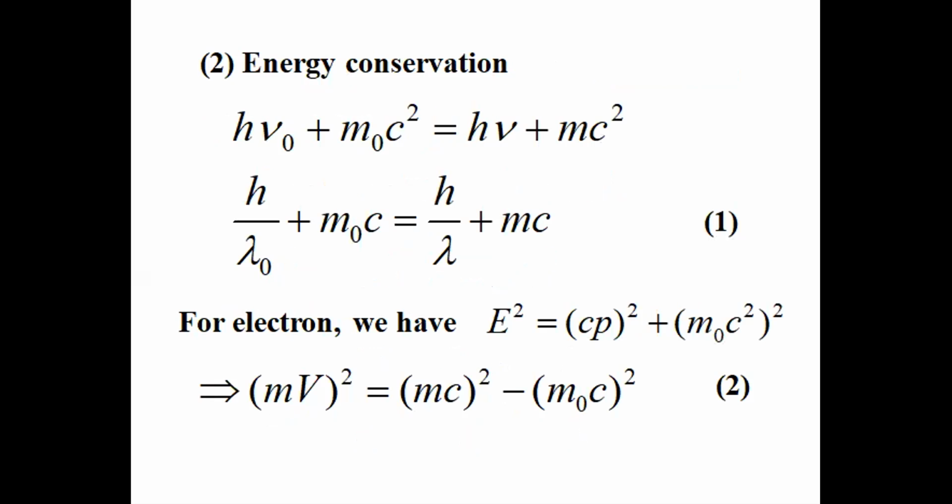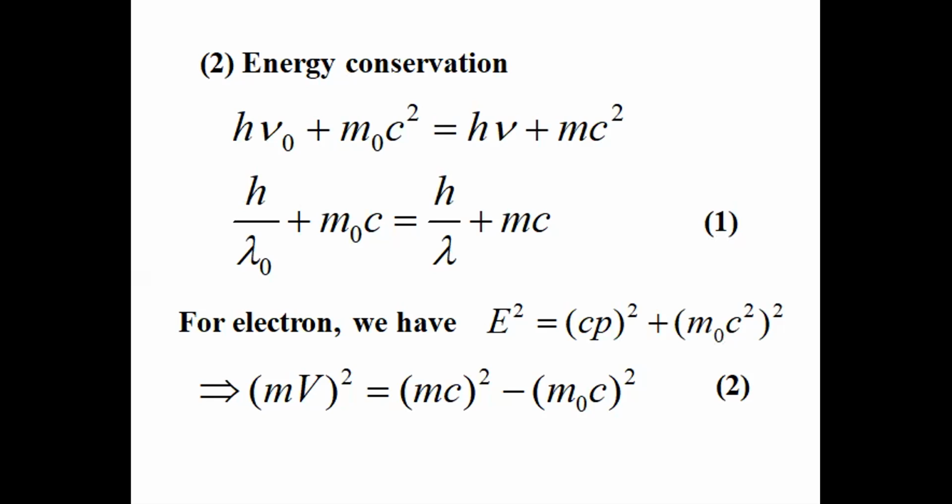Energy conservation, before the collision and after the collision. Before the collision, the energy for photon and electron equals h nu naught plus m naught c square. After the collision, what is the energy equation? h nu plus mc square. h nu is for the photon, mc square is for the electron. The same thing I can represent as nu naught equal to c by lambda naught. Here I'm taking out the c on both sides: h by lambda naught plus m naught c equals h by lambda plus mc. This is for the energy conservation.